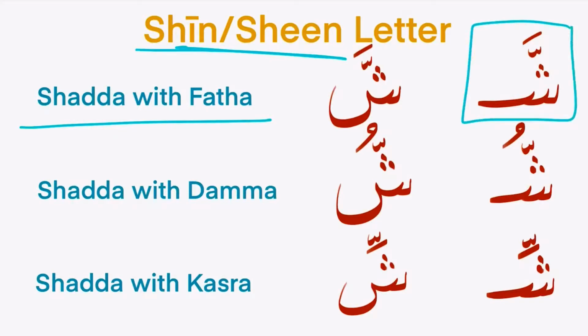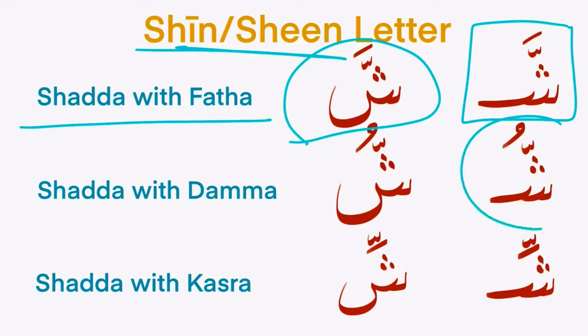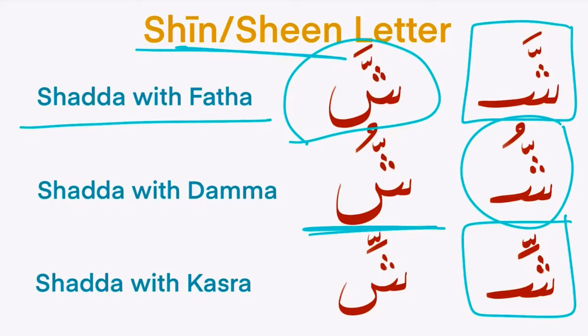Ish. Shadda with dhamma. Ishu. Shadda with kasra. Ishi. Let's practice. Shadda with a short vowel for both letters Sīn and Shīn.